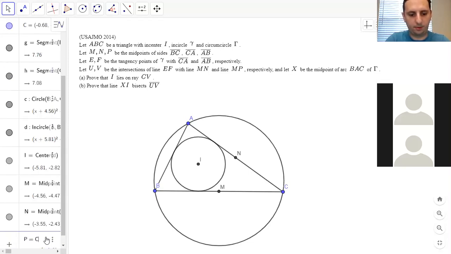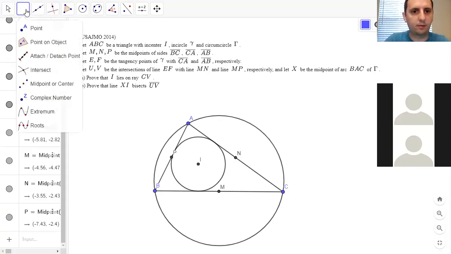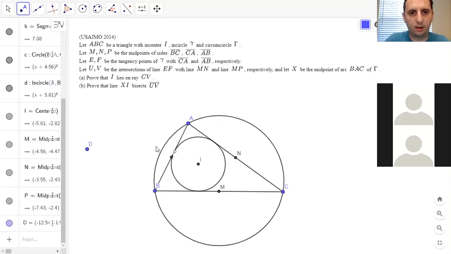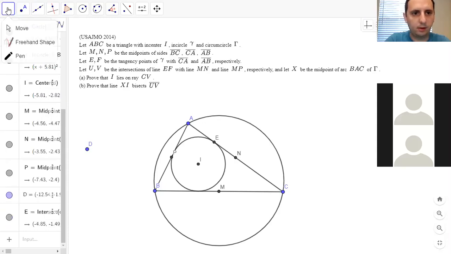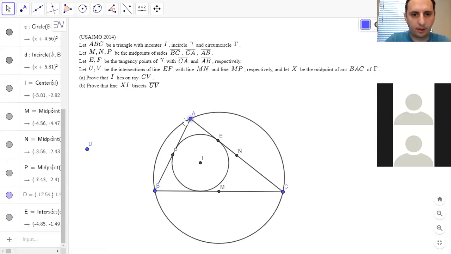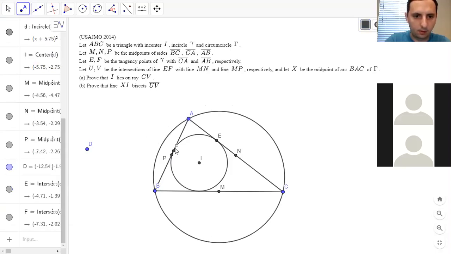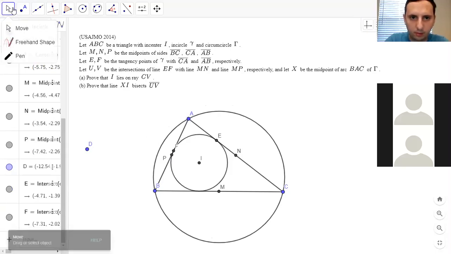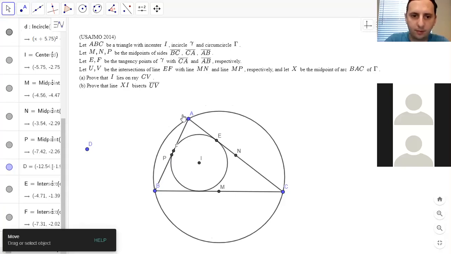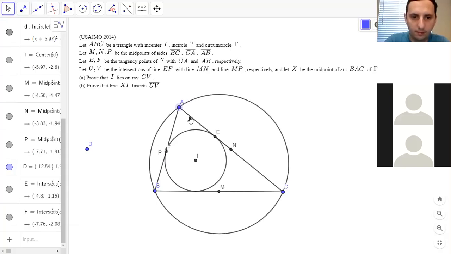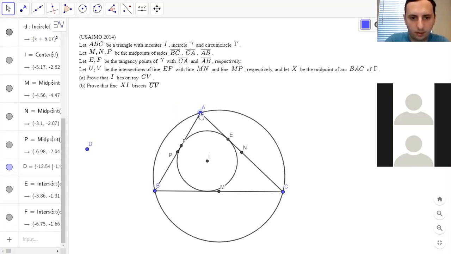And P is the midpoint of AB. And then E and F are the points of tangency with CA and AB. So that's E. Let's try to make F a little bit farther away from P so it doesn't look like they're the same point. I think that's okay.